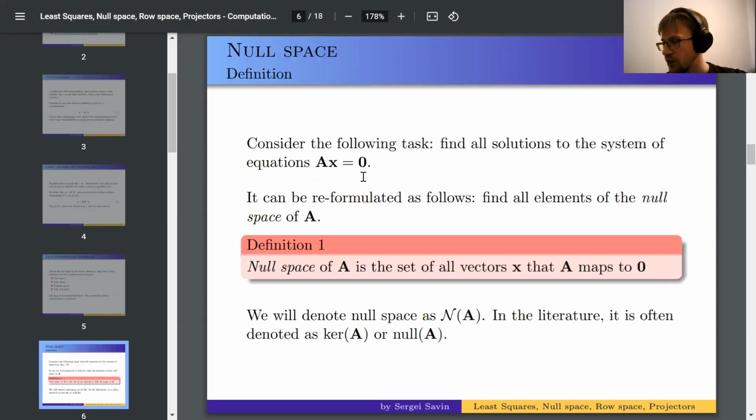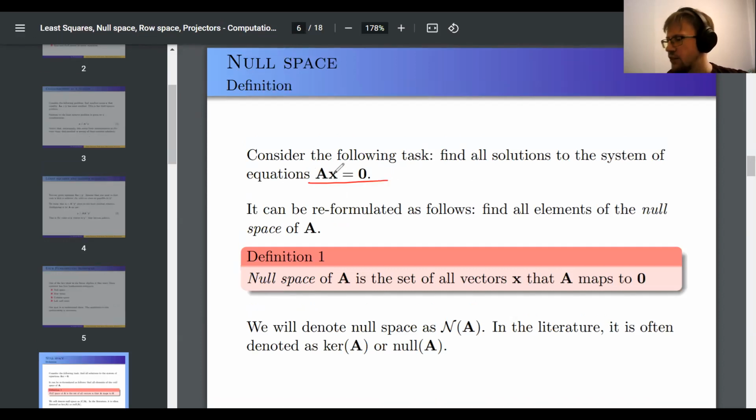Okay, so what is a null space? Well, let's consider this rather simpler problem than what we saw before. Ax equal to 0. System of equations with a 0 right-hand side. That is the bread and butter of our linear algebra classes, even in high school. System of linear algebraic equations. You definitely solved it hundreds of times. Well, we can state the problem: find all solutions to the system of equations.